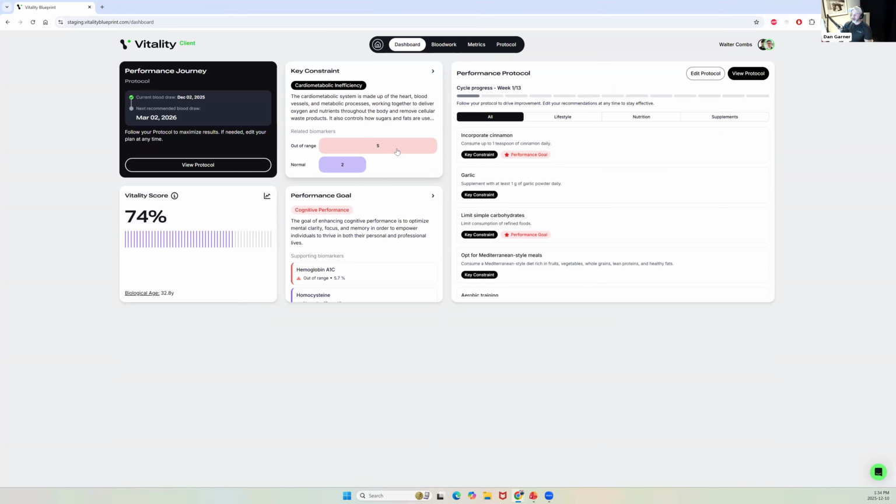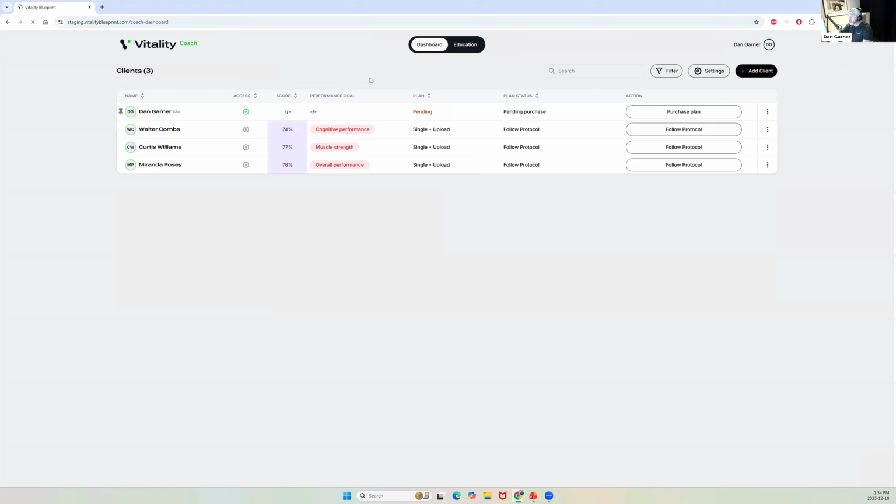You've got 5 biomarkers out of range relative to this key constraint, and 2 of them were normal but not optimal. But now we know exactly what it is, how it's affecting the goal, what narrative we're going to use telling the client, and then also exactly what they're going to do about it. The recommendations are right there as well. So very, very, very cool stuff. I'll go on to another one here, just so you guys get a couple of different looks at this.